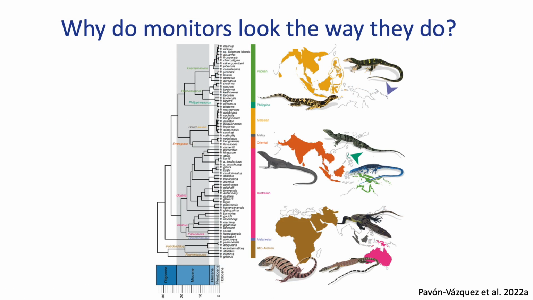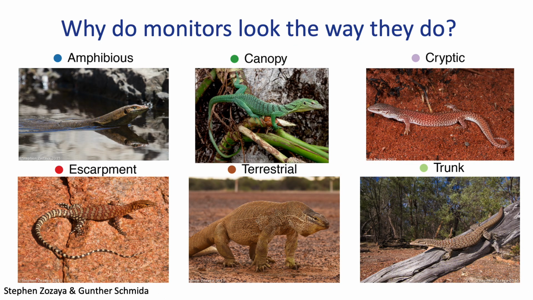So why do monitor lizards look the way they do? A lot of it has to do with the relationships. I look similar to my brother because we are very closely related. In the same way, species that are closely related to each other look alike. But there is some variation that is independent of how these species are related to each other. And it has to do with how these lizards are using their habitats.